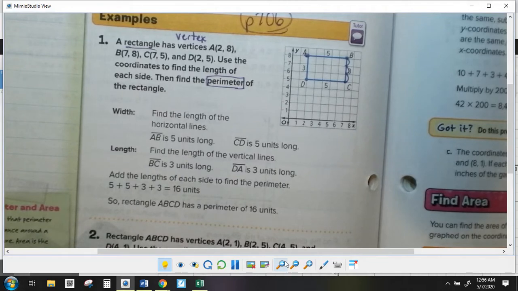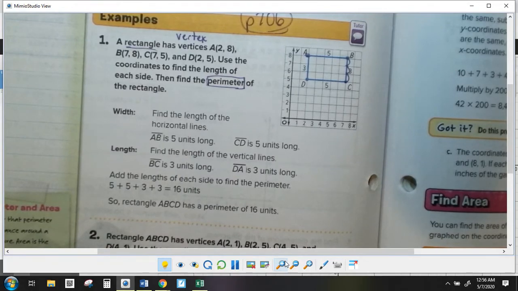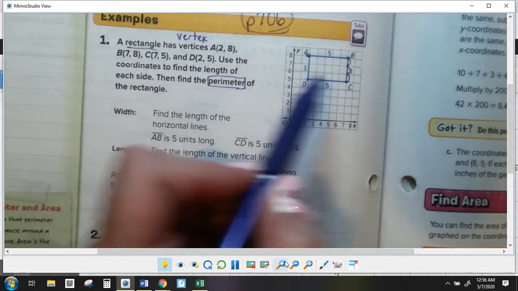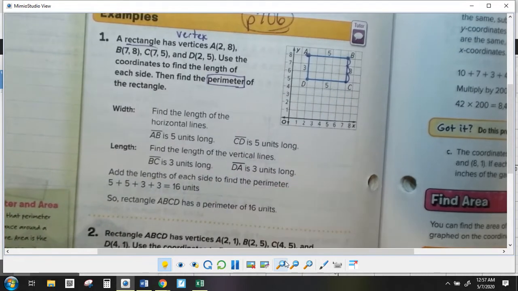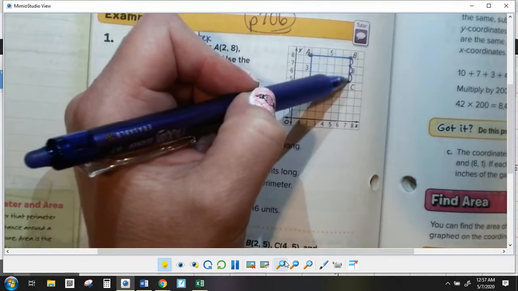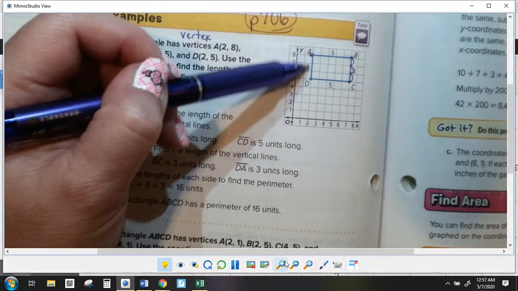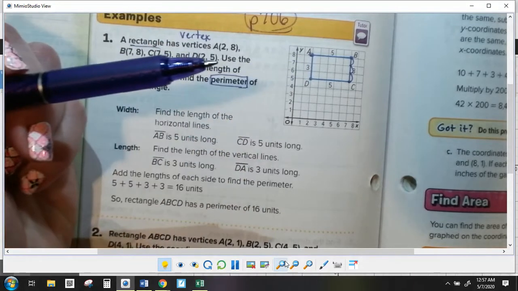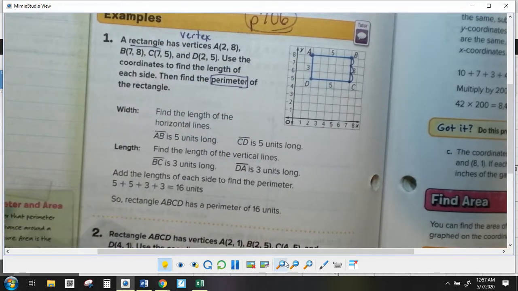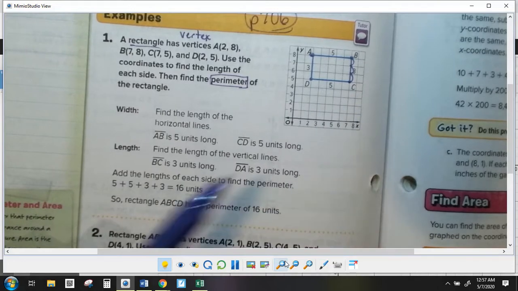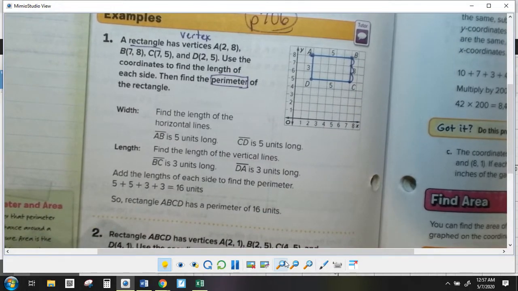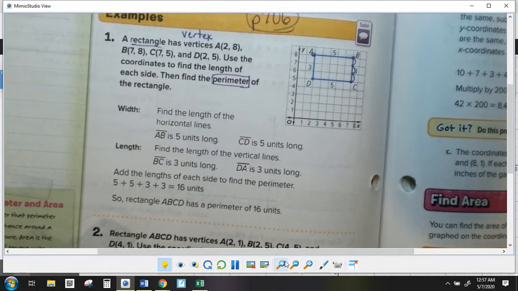Units because we don't know if they're inches or feet or miles or whatever. And similarly, CD going down here is also 5. And then BC this way is 3. And DA, they went up instead of going down. The order doesn't matter, is 3. So adding them all up, the perimeter or the fence for this rectangle is 16 units. So you can graph the points that are given, figure out the length of the side, and then add them up. Everything we're doing today is perimeter, so you're going to be adding.